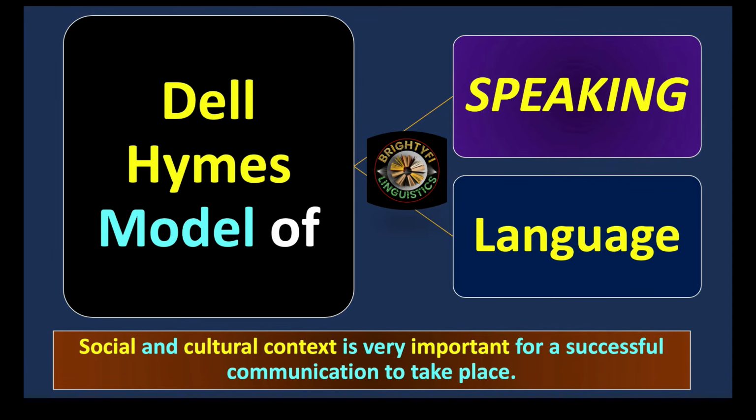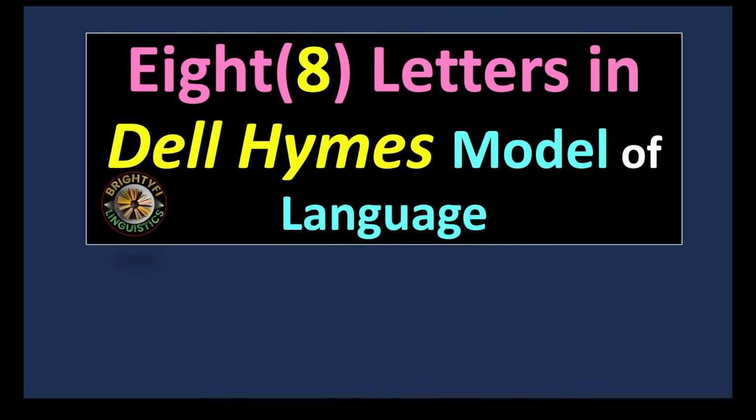And what is more important in this model of language, social and cultural context is very important for a successful communication to take place. We continue our discussion. Now we have 8 important letters in Dell Hymes model of language. As I just talked about the word speaking, which does not refer to only oral way of communication, verbal way of communication. And what are those 8 letters?